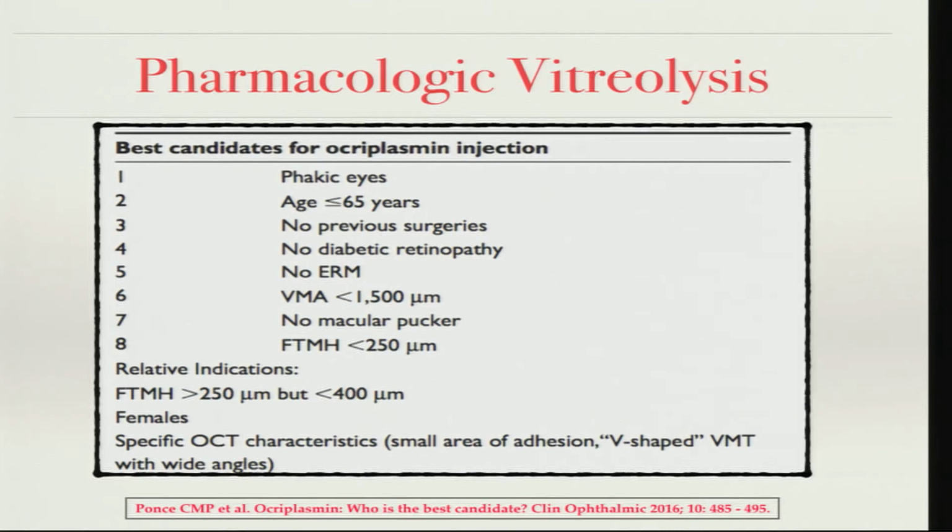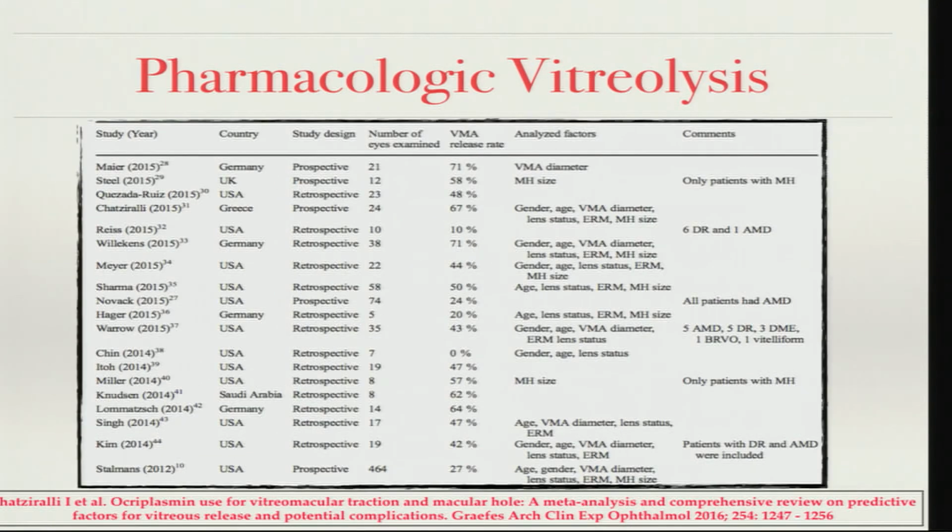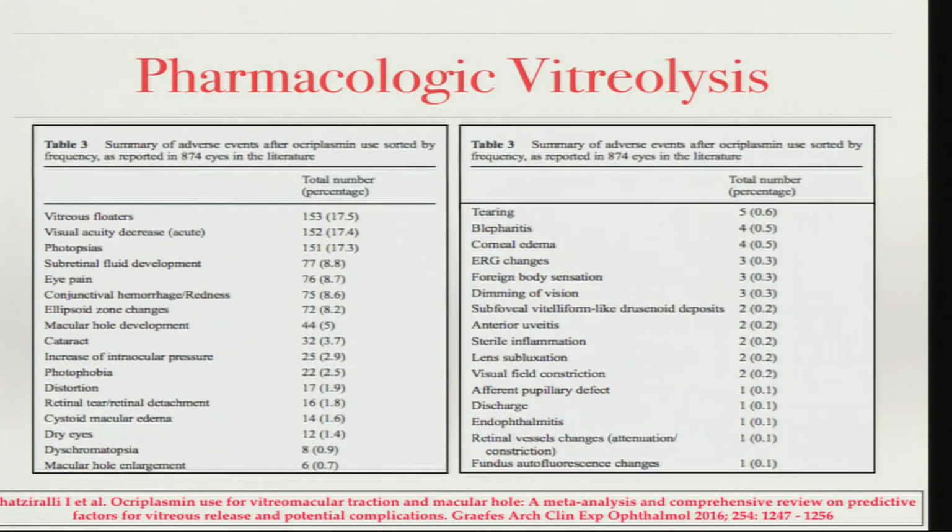Who are the ideal patients to have ocriplasmin? Phakic, younger patients, no previous surgery, no ERM, focal traction, no macular pucker, and a very small hole. Again, this is a meta-analysis which shows the largest group was the Stalmans group, which had about 464 patients, with a 27% release of vitreous.